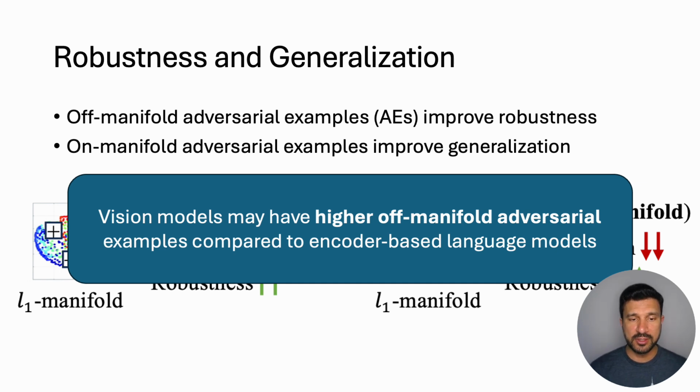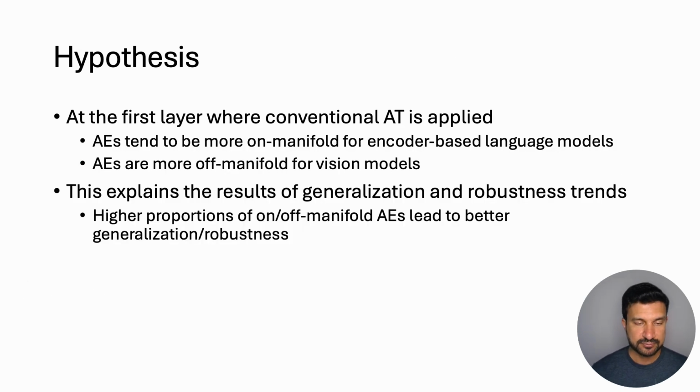When we relate this observation with the behavior of vision and encoder-based language models, we may say that vision models may have higher off-manifold adversarial examples compared to encoder-based language models because they have better robustness. So we extend this hypothesis: in conventional adversarial training, which happens at the first layer, adversarial examples tend to be more on-manifold for encoder-based language models, and more off-manifold for vision models.